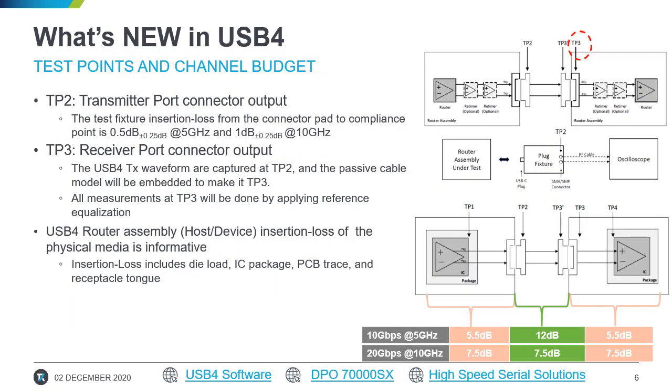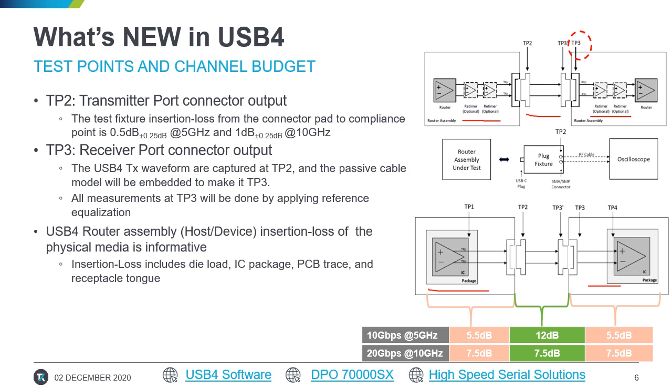Let's understand the test points and channel budgets in USB4. USB4 allows a total of 6 retimers in the USB4 link. This is to maintain the signal integrity. So 2 retimers are allowed in the router host or router device assembly. And if it is an active cable, 2 retimers are allowed on the active cable. Also note that the router host or router device assembly channel budgets are now informative in USB4.